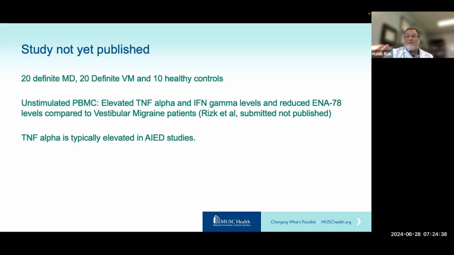We kind of are building on that line of research, and in our study that is yet to be published, we have already seen that there are elevated levels of TNF alpha and interferon gamma, and a reduction of ENA-78, which is a mediator specifically related to the eosinophilic pathway, which kind of brings us back to the allergy and eosinophilic pathways that are implicated in Meniere's disease. And TNF alpha is also typically elevated in autoimmune inner ear disease. So that also shows us how much there's an interaction with that small part of the body, this peripheral vestibular system, and the entire systemic inflammatory response.